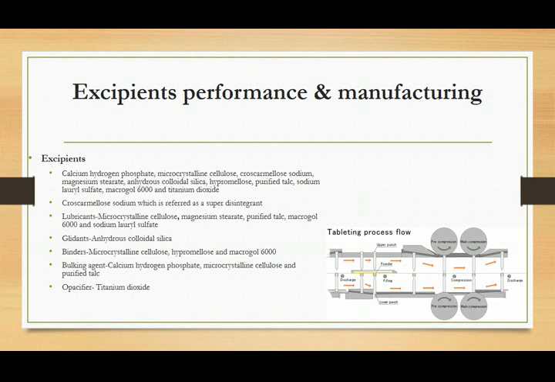Anhydrous colloidal silica is a glidant. It plays a similar role as a lubricant, but without reducing friction. Both lubricants and glidants are able to increase ingredient flow by reducing interparticulate friction. Microcrystalline cellulose, hypromellose, and macrogol 6000 are binders. They hold the tablet together with the required mechanical strength.